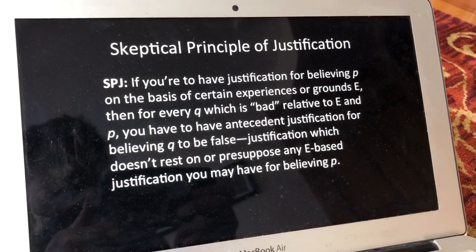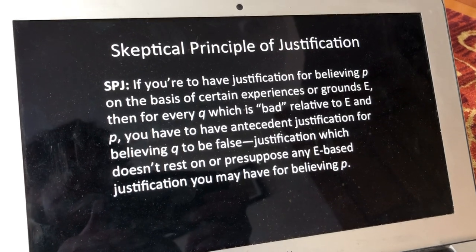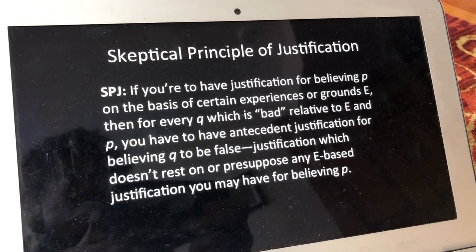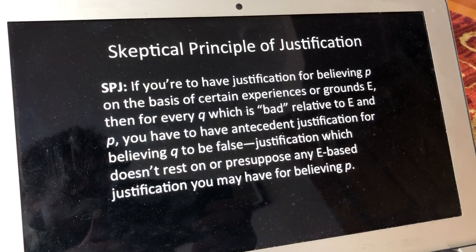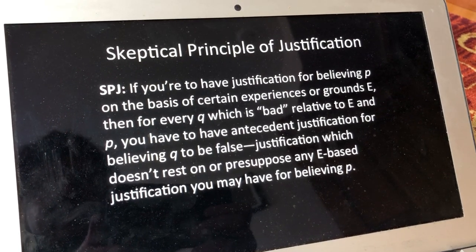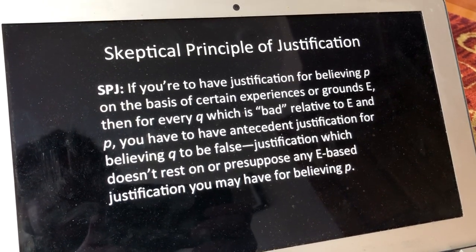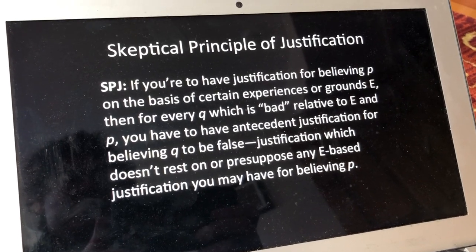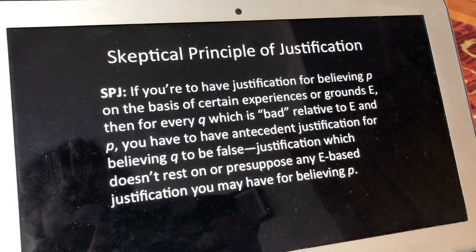So the crucial supporting principle is what Pryor calls the skeptical principle of justification. Let me see if I can state it without looking. Okay, here's the skeptical principle of justification. If you're to have justification for believing P on the basis of a certain experience, or grounds E, E is for evidence, then for every Q, every scenario which is bad relative to E and P, in other words, these are the skeptical scenarios, the bad ones that undercut your evidence for P.